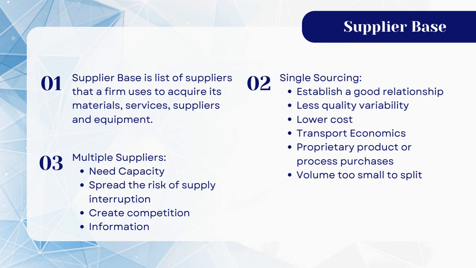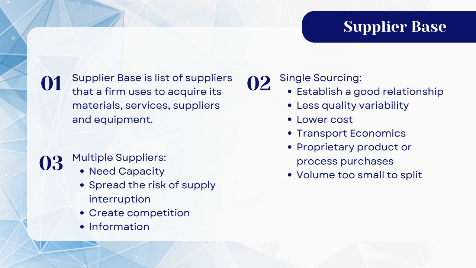So the volume is too small to split. If your requirement is fairly small, then it's not worthwhile to split the order. So it basically makes more sense for you to keep the order with a single source supplier as opposed to splitting it. So then we move on to multiple suppliers.